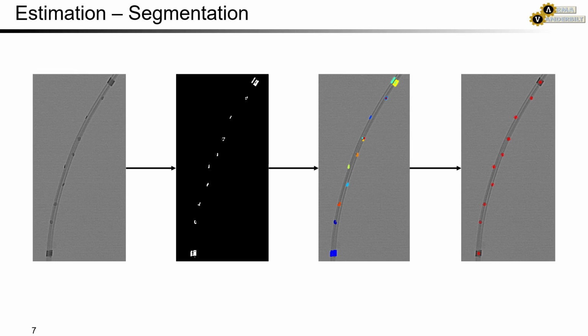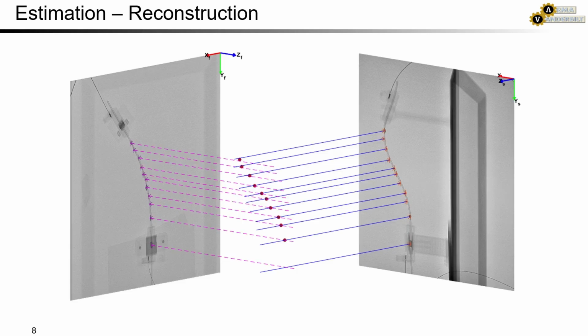Segmentation consists of thresholding for the radiopaque markers, detecting maximally stable extremal regions, and isolating the centroids of each marker. Once segmented in both image planes, the marker locations can be reconstructed in 3D space by using the projective geometric properties of either imaging plane.